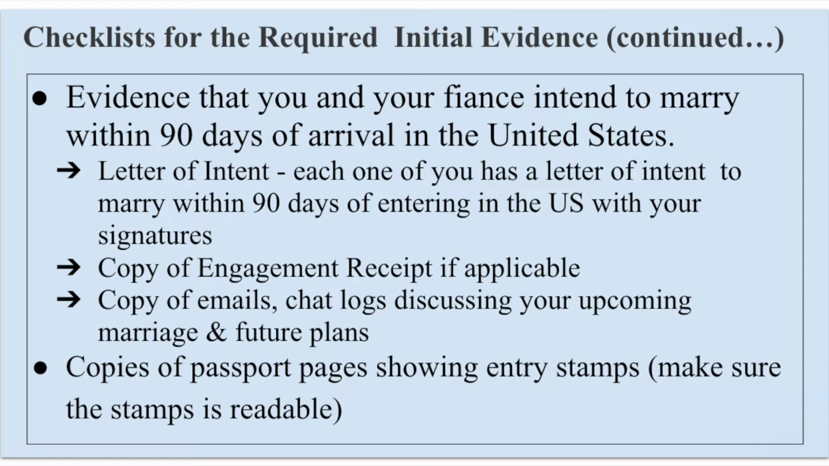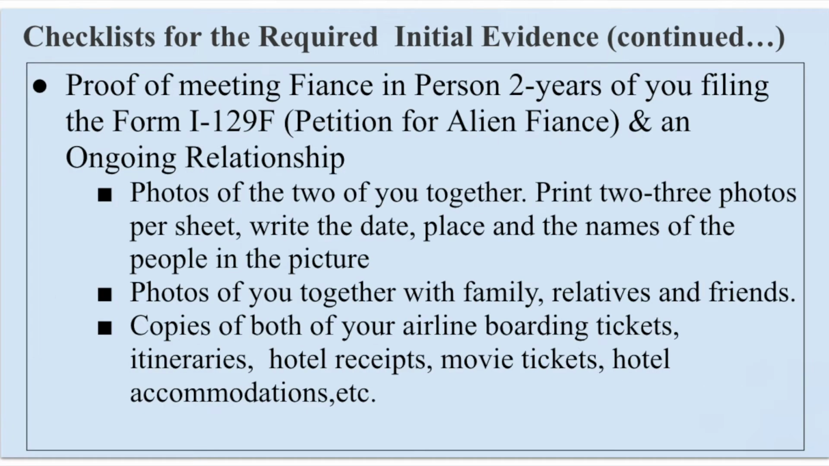Make sure the stamps are readable. Proof of meeting your fiancé in person within 2 years of filing the Form I-129F, or the Petition for Alien Fiancé, and the proof of an ongoing relationship, such as photos of the two of you together.